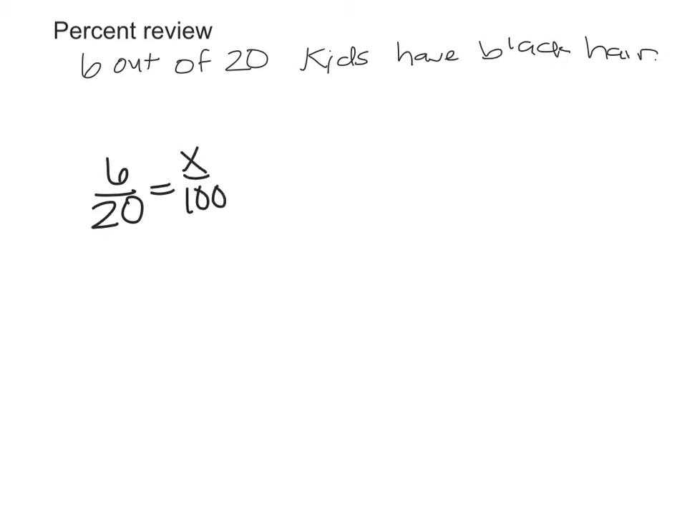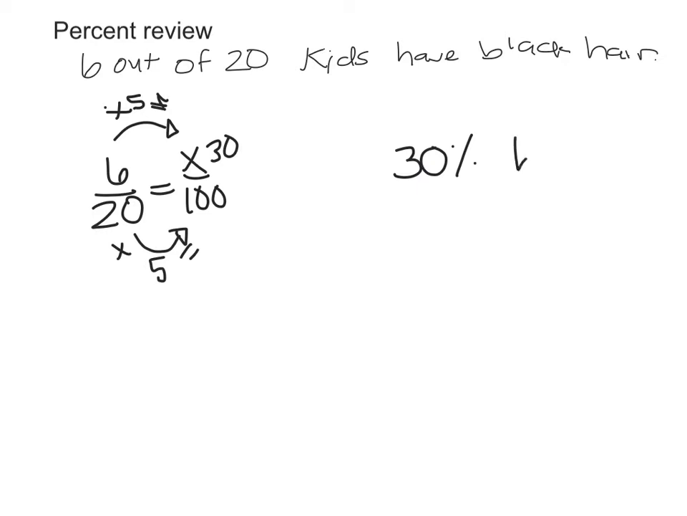Now I want to make this an equivalent fraction. There are two ways I can do this. Is there a number I can multiply 20 by to get 100? Yes, 5. So 20 times 5 equals 100. If I do the same thing up here, 6 times 5 equals 30. So that means 30% of the kids have black hair.